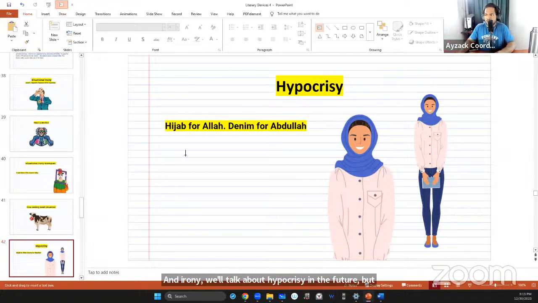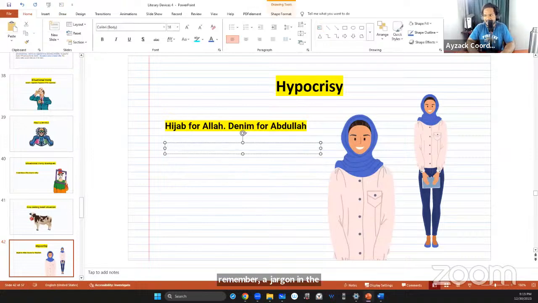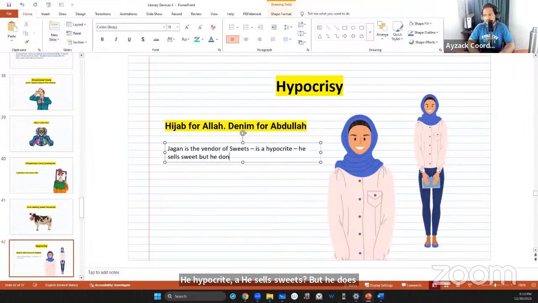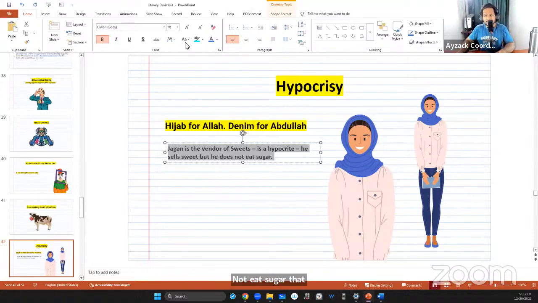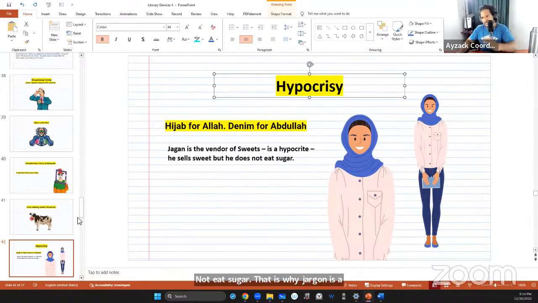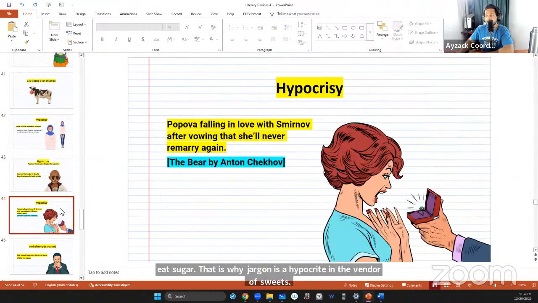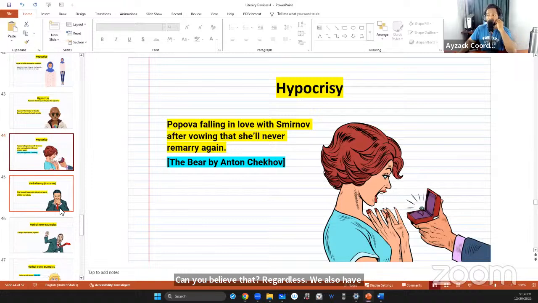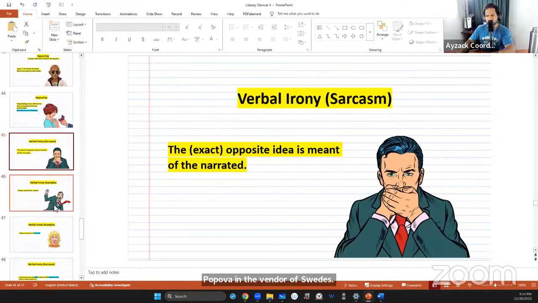But remember, Jagan in The Vendor of Sweets is a hypocrite. Why is he a hypocrite? He sells sweets, but he does not eat sugar. That is why Jagan is a hypocrite in The Vendor of Sweets. Can you believe that? Regardless, we also have Popova in The Vendor of Sweets. She is a hypocrite. We'll talk about these in the future, okay?